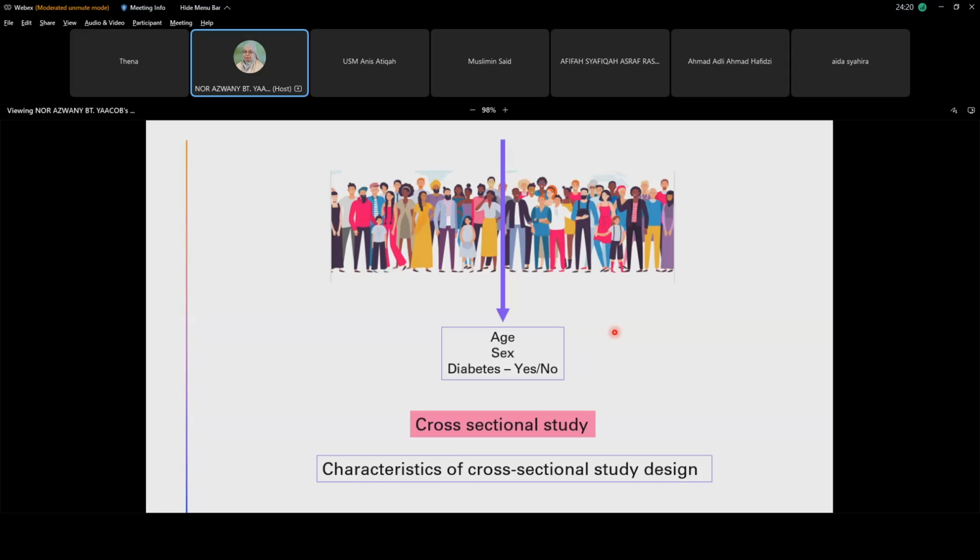Disadvantage, including cross-sectional study, you cannot show causality because you cannot say that being older is the reason that you've got diabetes. You cannot, because you just look into one particular time only. Okay.